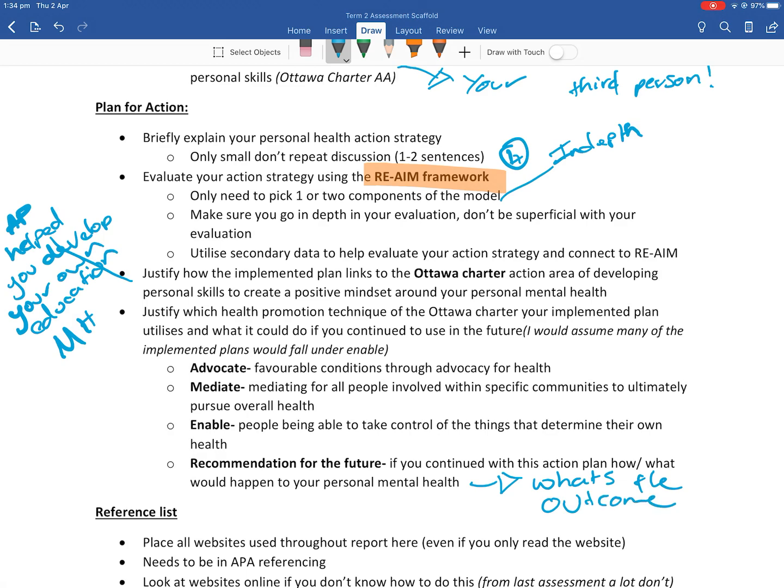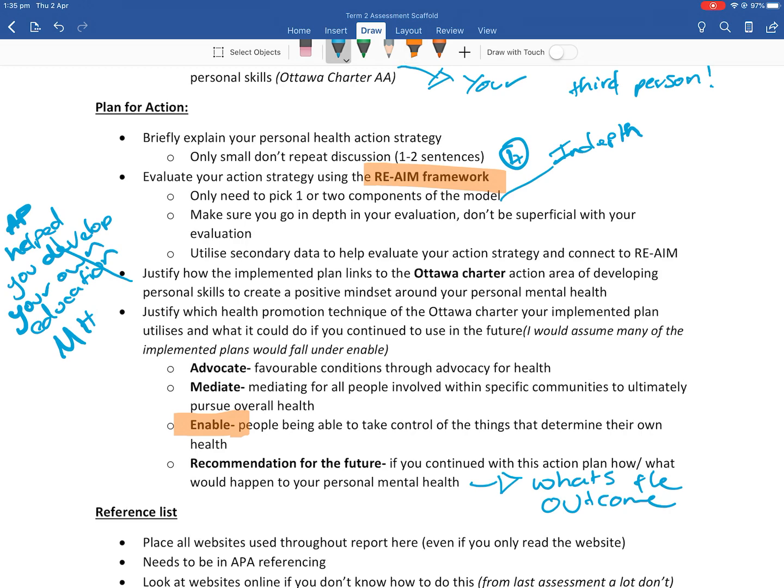we also want you, in this section, to tell us which part your action plan strategy relates to. Are you advocating for mental health? So you're giving yourself favourable conditions through advocacy, or are you mediating, where you're providing opportunity for yourself within your community to pursue overall health, or are you enabling, giving yourself the ability to take control of your own health, your own mental health? Most of you and your action plans will fall under this one, enable.